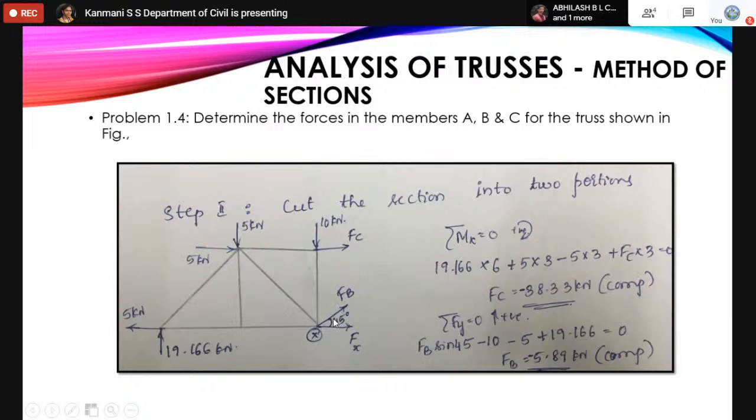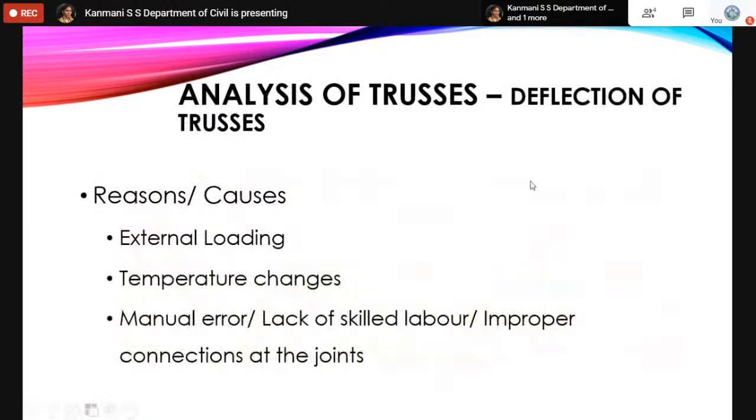For FB, if the angle is this, the vertical component is opposite to the angle. Hence, it is a sine component, moving upward. So I'll take plus FB sine 45 minus 10 minus 5 plus 19.166 equal to 0. Therefore, FB is equal to minus 5.89 kilonewton. Minus indicates that FB is a compressive force, not a tensile force. So with that, I'll get the C and B forces. Of course, force in member A is 0. Now, after this method of sections, I'm moving on to analysis of trusses, deflection of trusses.